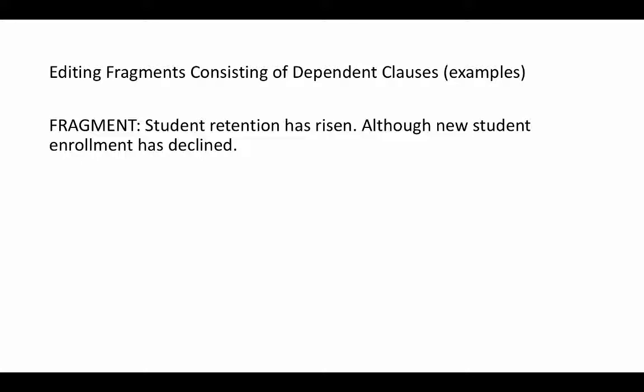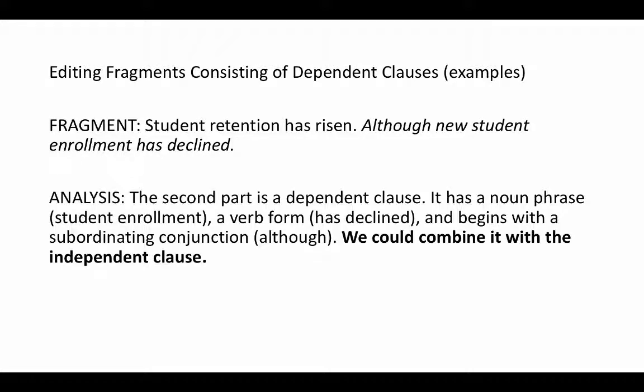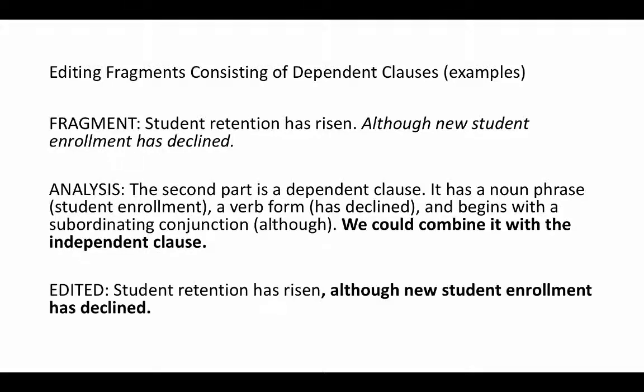And I think even in the way I intoned that, those sentences or fragments already communicate some sense of incompleteness in the second part, although new student enrollment has declined. The second part is a dependent clause. It starts with a subordinating conjunction, although, it has a noun phrase, student enrollment, and it has some sort of verb form, has declined. But it's incomplete. It lacks a complete structure of a subject and a verb. So we could combine the two by using appropriate punctuation.